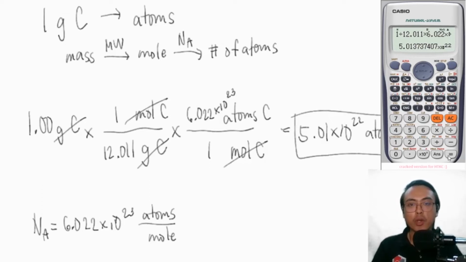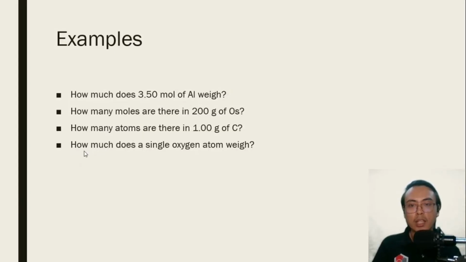Okay, so this is how we convert from mass to number of atoms. If you're given number of atoms and you want to convert it to mass, you simply follow the same path but in reverse. Okay? Last problem, how much does a single oxygen atom weigh? So I will be leaving this problem to you as an exercise so that you can practice. In this one, we are converting from atoms. So you have one atom, you want to convert it to mass. Okay, so it's just the reverse of our previous example. Let's proceed.